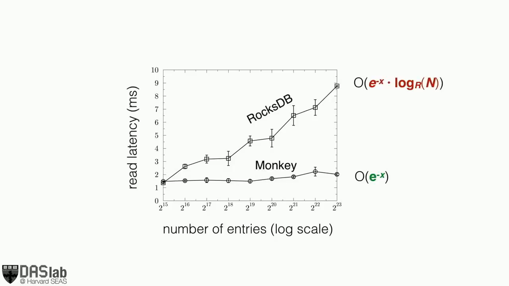So for the data that you were looking at, how many levels? In the experiment? So actually, that point where the two curves converge is the point where you only have one level. At that point, there is no difference between Monkey and the state of the art. As the number of levels increases, I think we basically increase it by one level for each one of these points. So I think you have approximately 10 levels over there at the end.